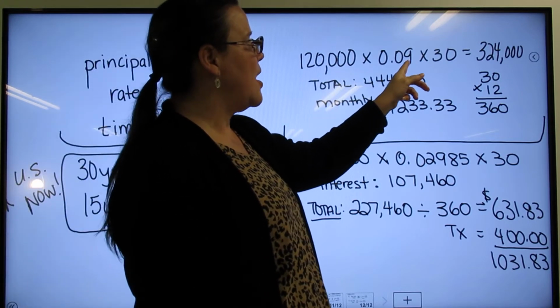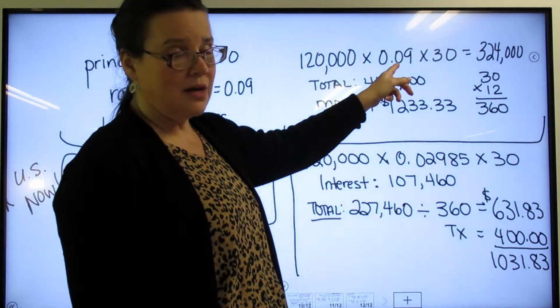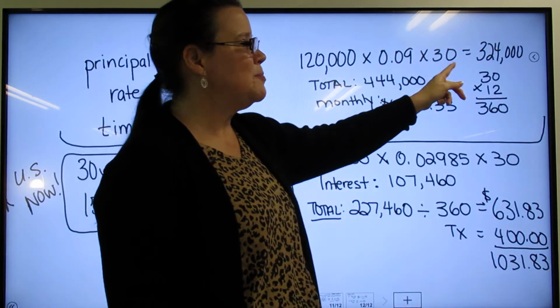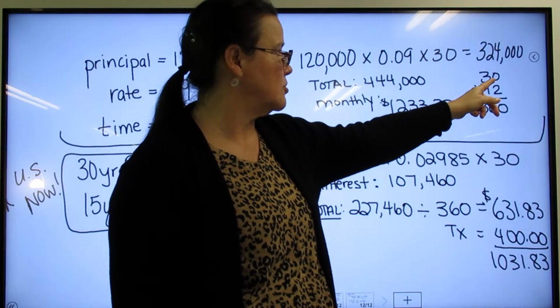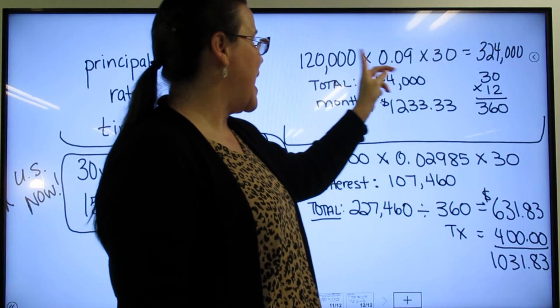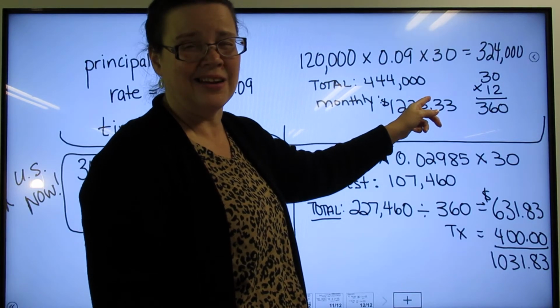If you found out what the interest was by converting your percent to a decimal, it would be $324,000. Don't do that. And then you add that to the 120, your total would be $444,000 at the end of 30 years.